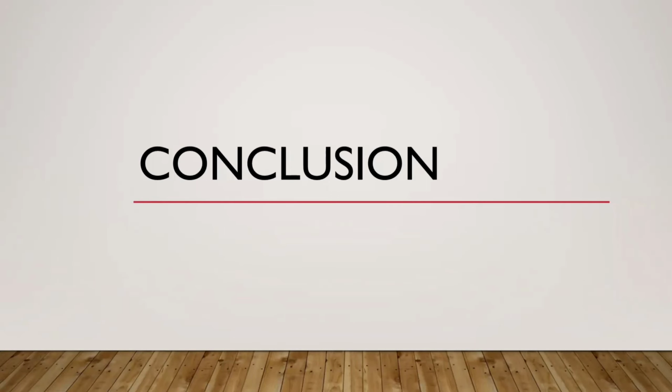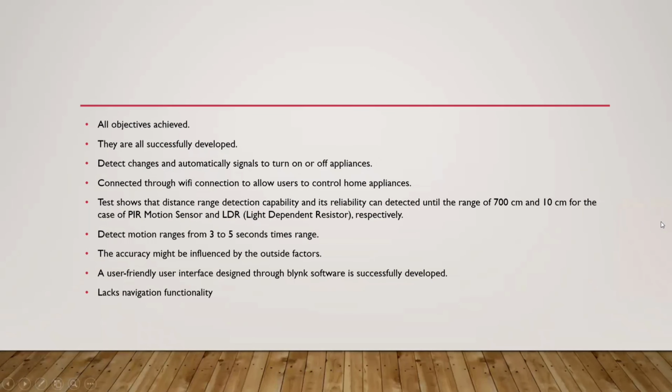So our next topic is the conclusion. To summarize, all objectives of the project set beforehand have been achieved. The hardware sensor will detect changes and automatically send signals for the controller to turn the home appliance on or off, whether it is the changes in weather, personnel in the space, or in the environment for comfort and security. Additionally, the system is connected through Wi-Fi connection to allow users to control home appliances from a distance, increasing the usage and ease to the user. They are all successfully developed.